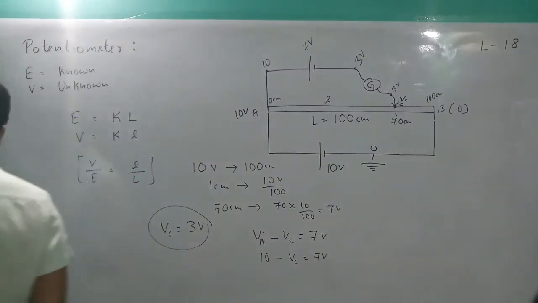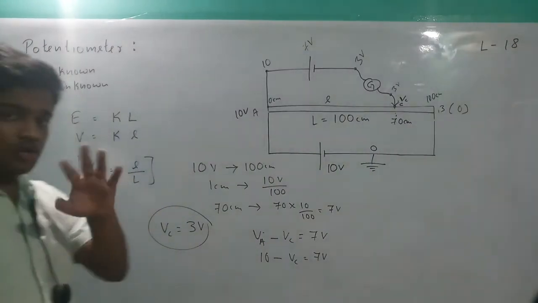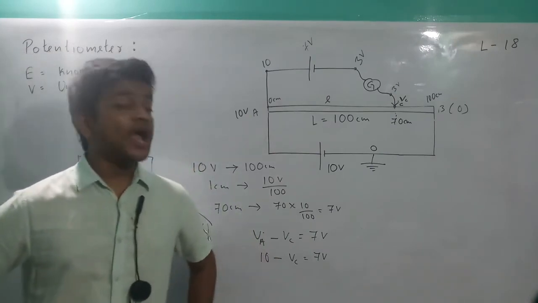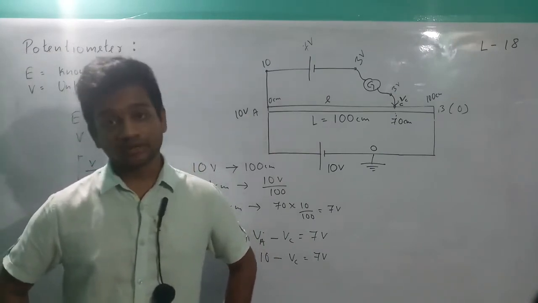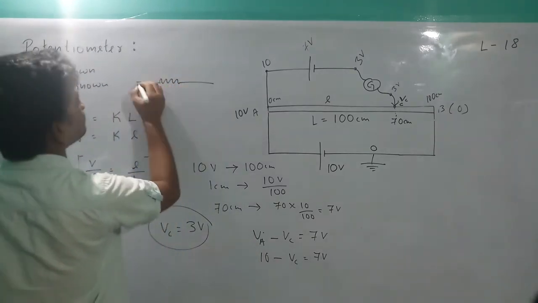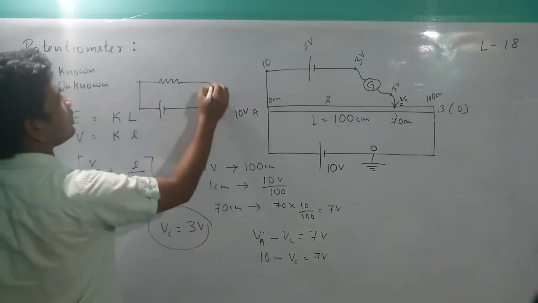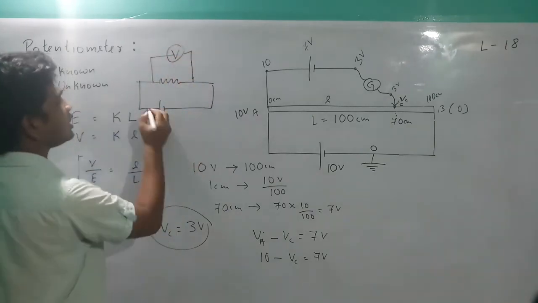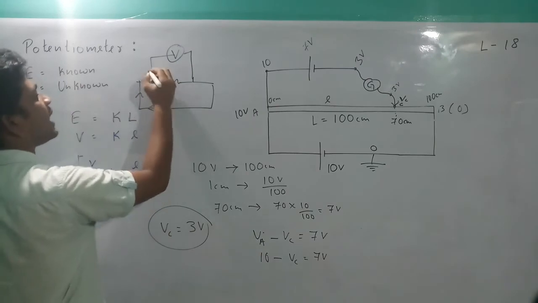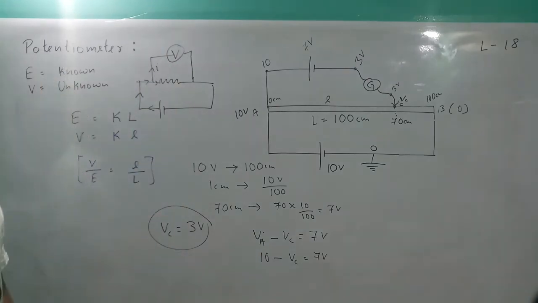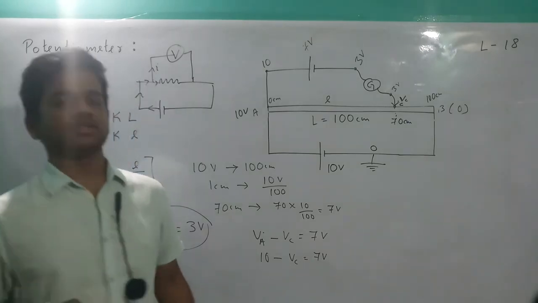So with this, I would like to tell you one more thing. There's a question which is asked in boards: why is the potentiometer better than the voltmeter? Now I'll explain this. Suppose you have a resistor and a battery connected to it, and a voltmeter connected to it. What the voltmeter actually does is, some part of the current goes through the voltmeter. So the voltmeter is actually drawing some power from the circuit.